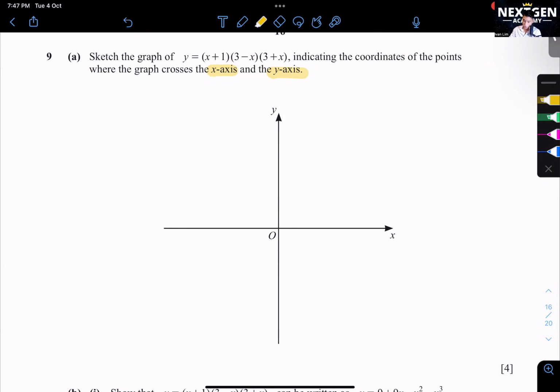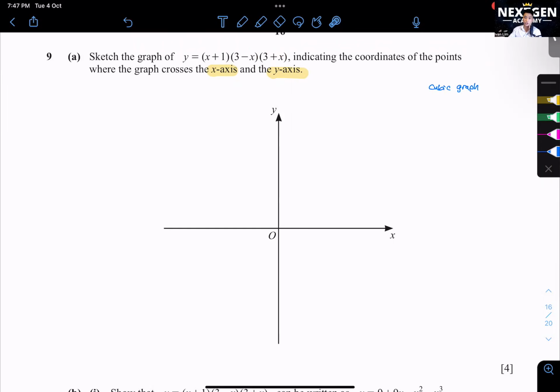So you all need to know how the graph looks like first. (x plus 1)(3 minus x)(3 plus x). This is a cubic graph. We need to know that this is a cubic graph first, because when you expand it, you will get x cubed. You see there's x, and then x, and then x.